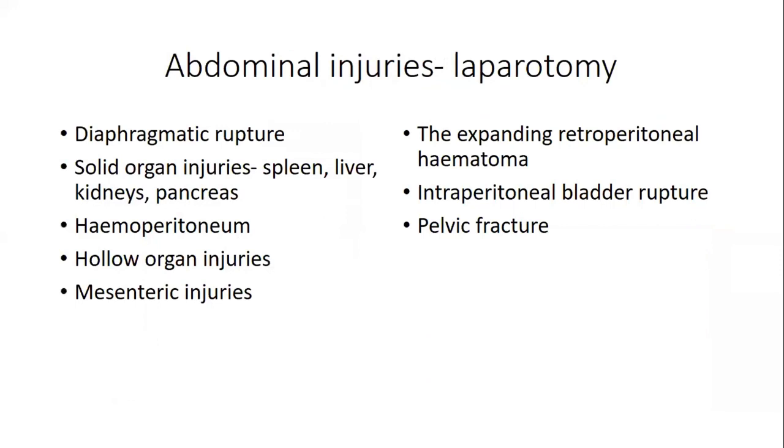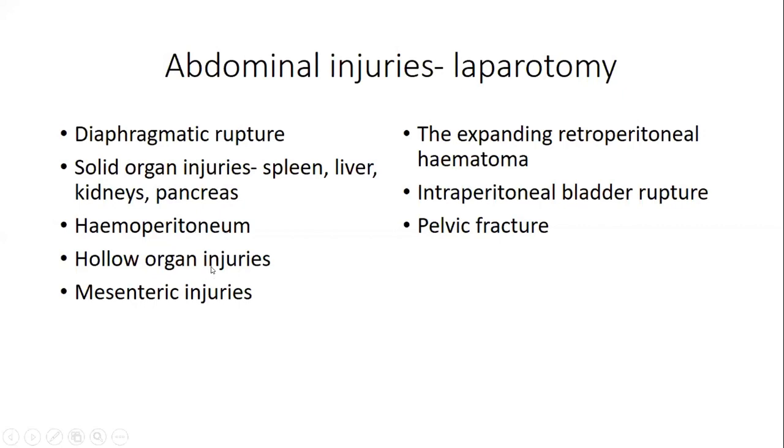So what do we do in theater? We have a diaphragmatic rupture. We have to deal with it. We have to repair the diaphragm. We have solid organ injuries of the liver, spleen, kidneys, and pancreas. Nowadays, we see pancreatic transections. We have to do distal pancreatectomies. We have to do pancreatectomies. We have to do nephrectomies. We have to evacuate hemoperitoneum.